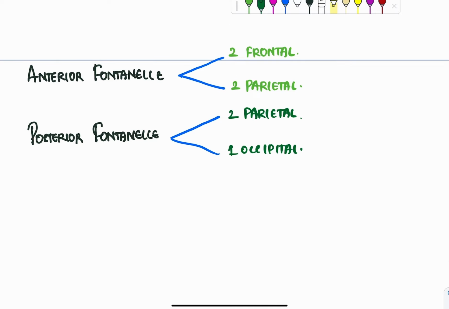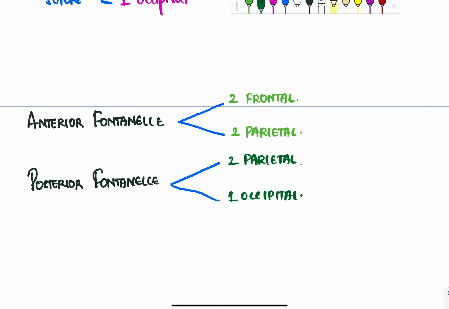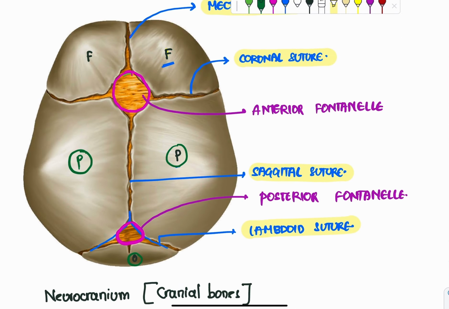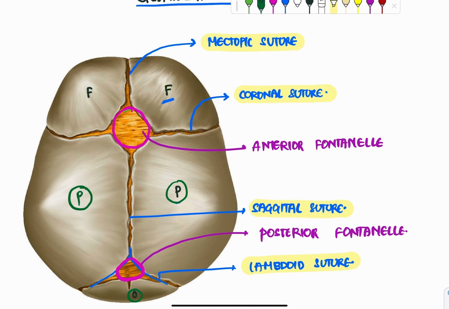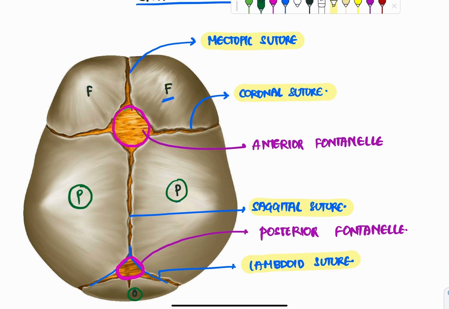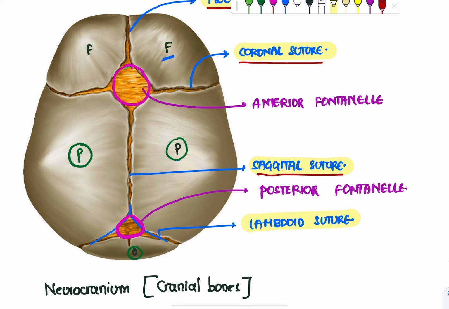Okay, right. Now, apart from this, nowadays they are going to ask you the question that what sutures are helping in the formation of anterior fontanelle. So just look at the picture here. Anterior fontanelle is formed by metopic suture. It is also formed by coronal suture, and it is also formed by sagittal suture. So which suture is not taking part in the formation of anterior fontanelle? That is your lambdoid suture.